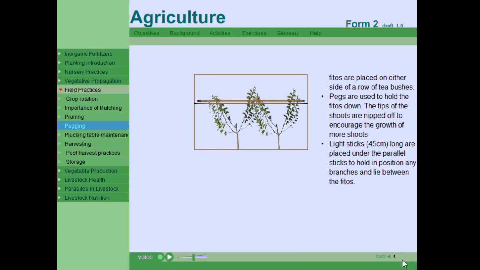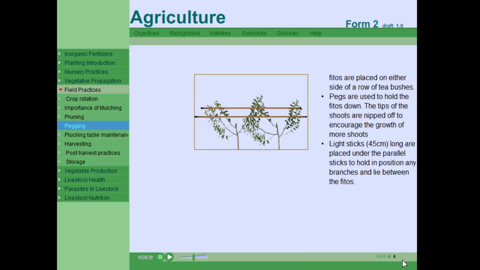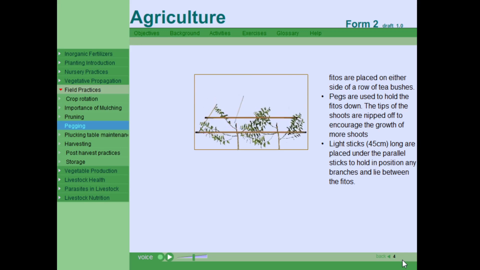Using parallel sticks or phytos and pegs. 2 parallel straight light phytos are placed on either side of a row of tea bushes. Pegs are used to hold the phytos down. The tips of the shoots are nipped off to encourage the growth of more shoots. Light sticks of 45 centimeters long are placed under the parallel sticks to hold in position any branches that lie between the phytos.